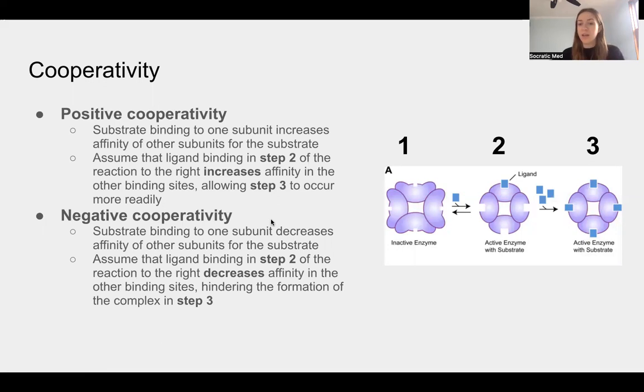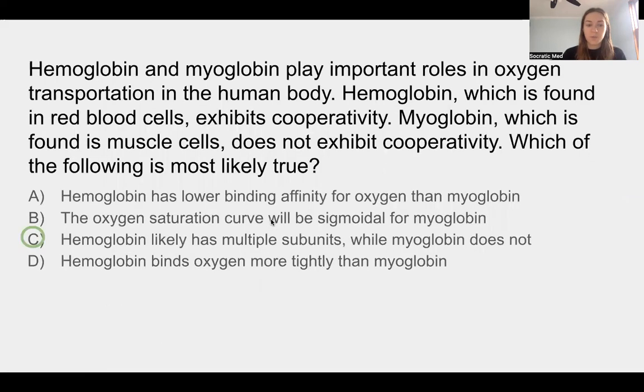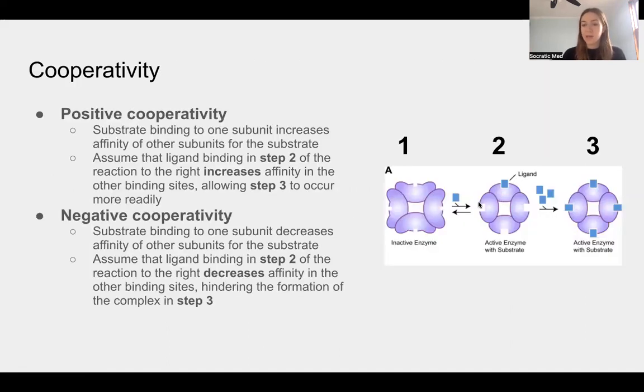So that is why, for our previous question, hemoglobin likely has multiple subunits, because that is a big component of cooperativity: having multiple subunits, and having binding of one of them increase affinity in the other. So negative cooperativity doesn't really fit with this picture, but I tried to explain it like it does anyways.